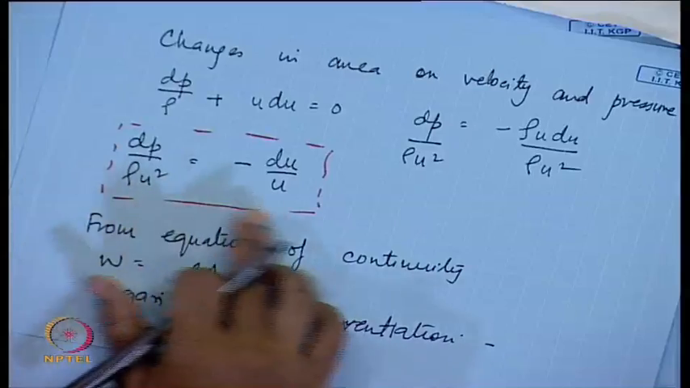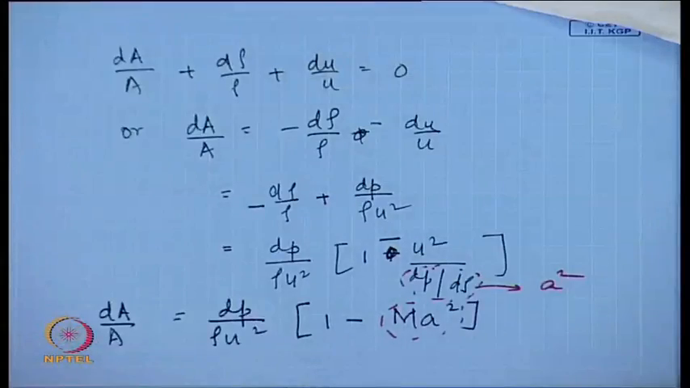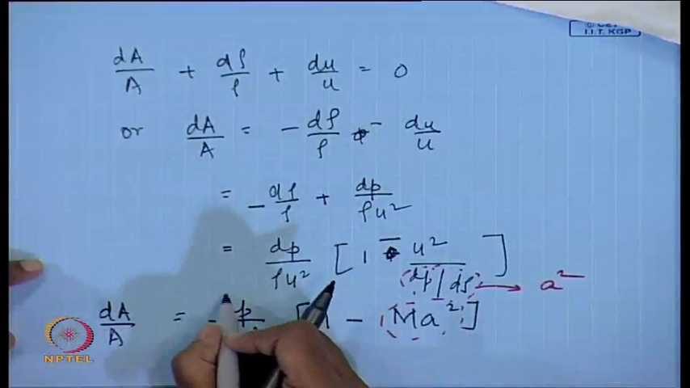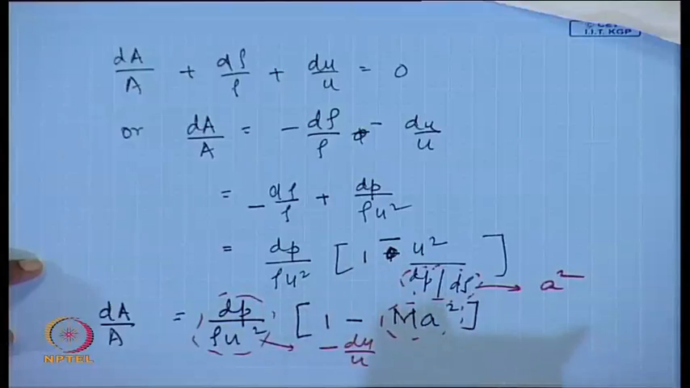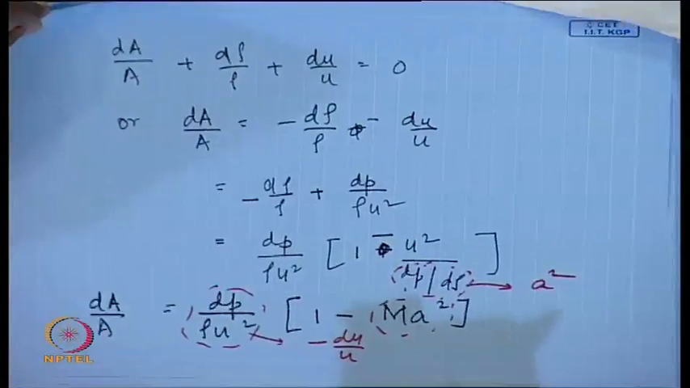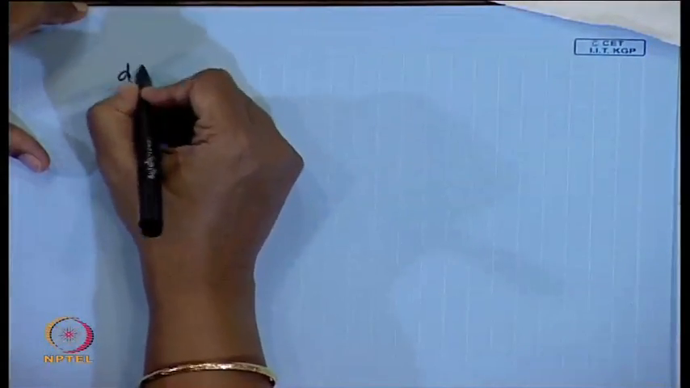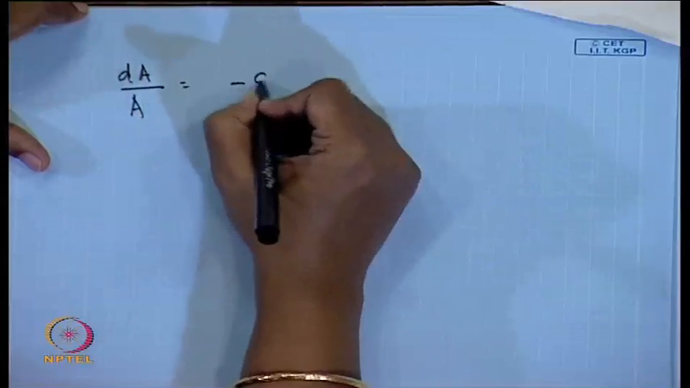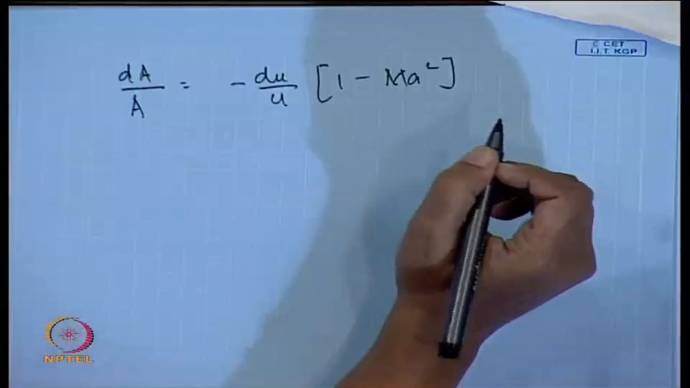Now, here I had already reduced an equation between dP by rho u square and du by u. So, therefore, in this particular relationship, instead of dP by rho u square, I can write minus du by u. Okay. So, if I substitute it, then what do I get? I get the expression as dA by A equals minus du by u into 1 minus Ma square.